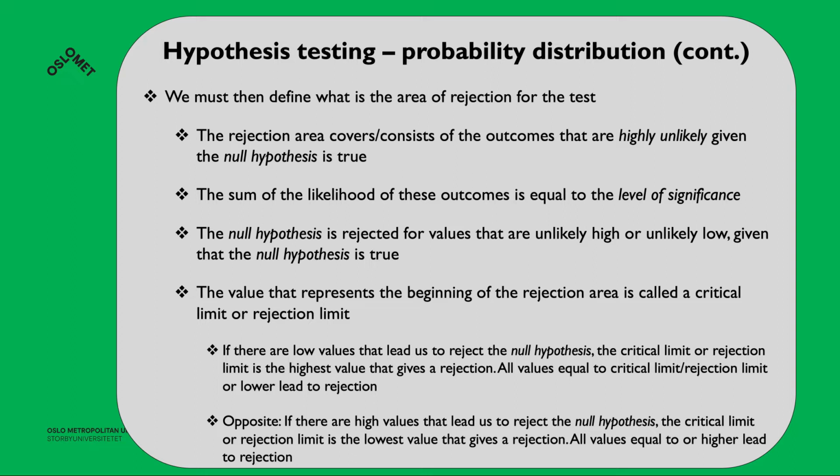And opposite, if high values lead us to reject the null hypothesis, the critical limit or rejection limit is the lowest value that gives rejection. And all values equal to or higher lead us to reject.